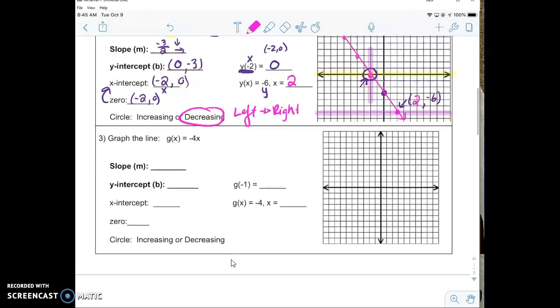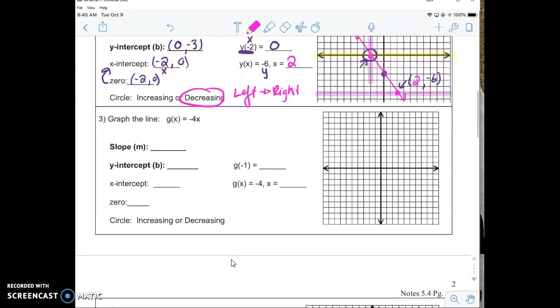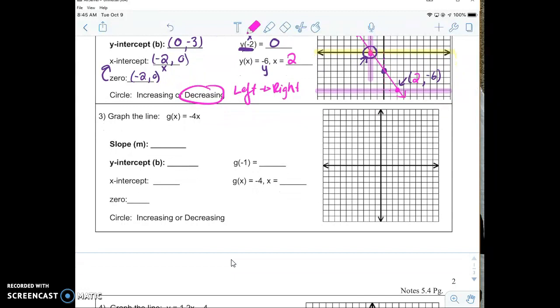Number 3, graph the line g of x equals negative 4x. This is in the form y equals mx plus b. My slope, my coefficient of x, is negative 4. So if I'm thinking rise over run, this is negative 4 over 1. I'm going down 4, right 1.